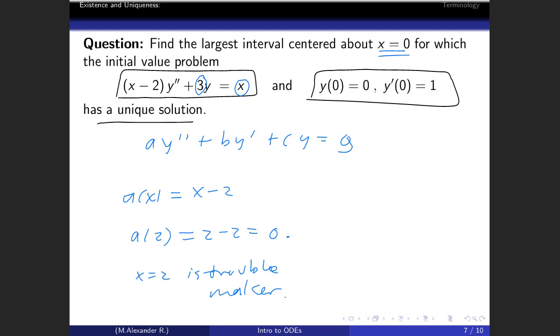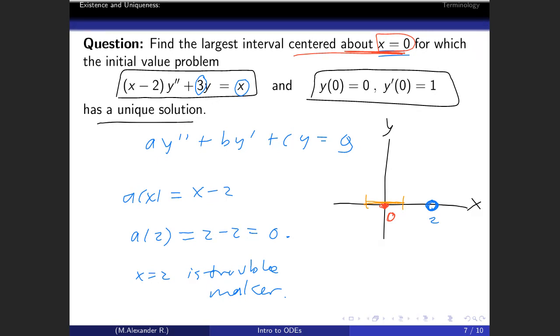And so what that means is the following. Okay, so let's draw the xy plane, and we're going to label our troublemakers there. So 2, and I'm going to put a hole there at 2. All right, and now where is the center, centered at x equal to 0? So here's the point x equal to 0. This is the number 0 in red, not a hole. So this is the point 0. And so now we want to put an interval around 0, but we want the interval to be as big as possible, but as big as possible that does not contain the troublemaker.